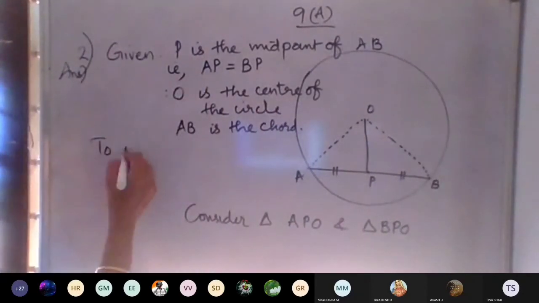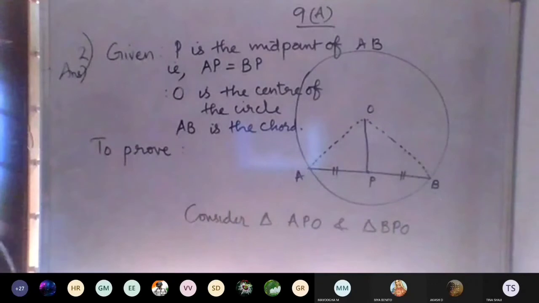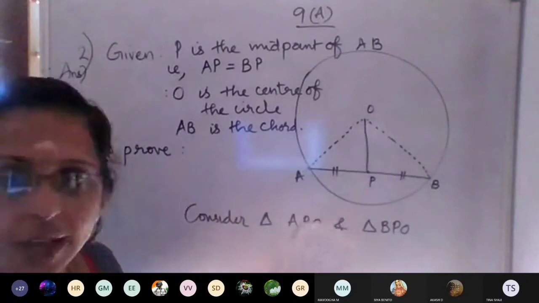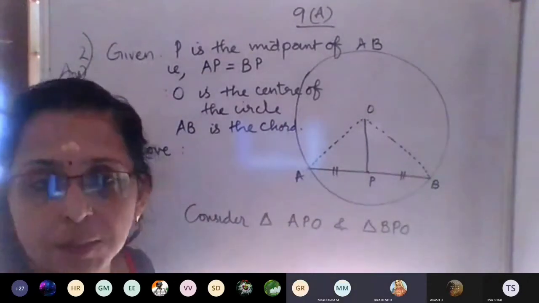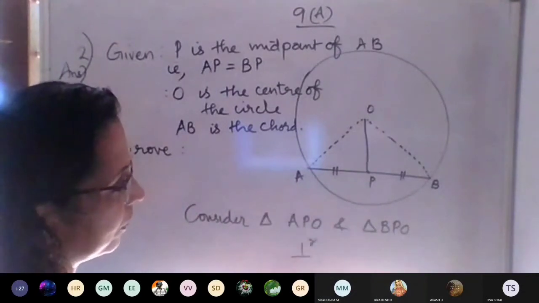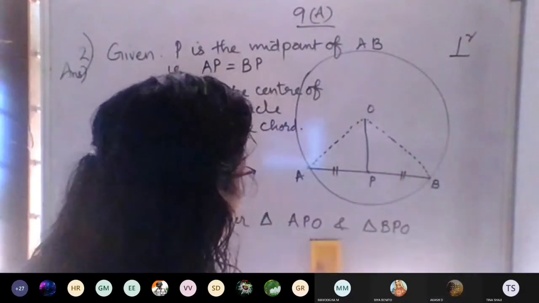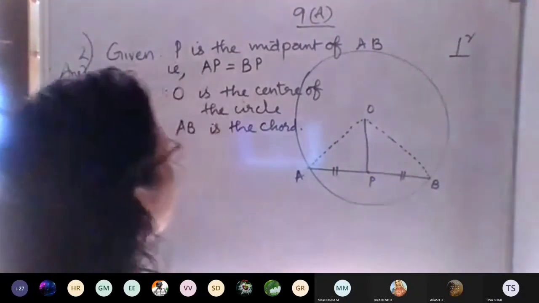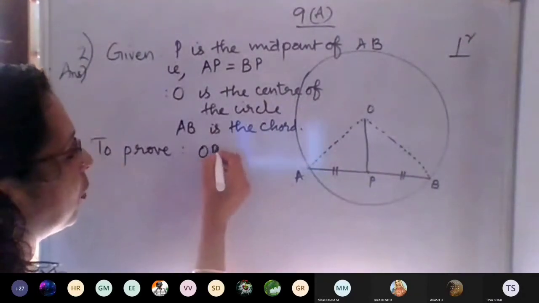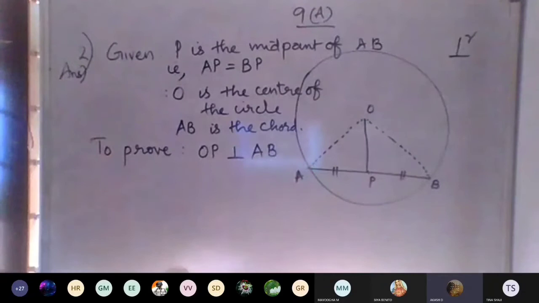Next, to prove. What we have to prove, that you should write. To prove. This is a format. What do we want to prove? Show that OP is perpendicular to AB. I told you yesterday, the short form of perpendicular is this symbol. So we have to prove OP is perpendicular to AB.